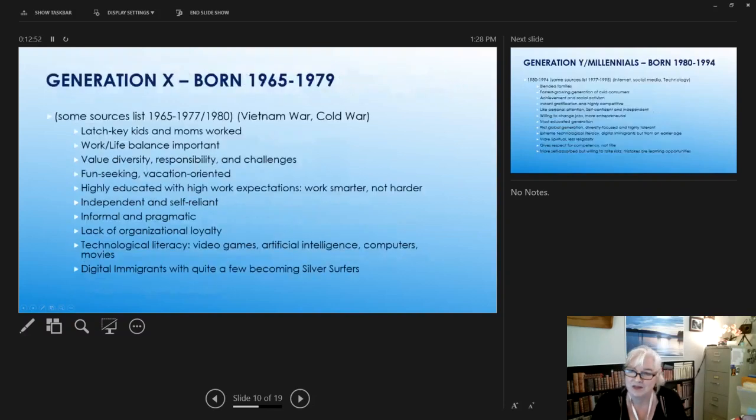And this is my generation. I don't know why this is so small, and we are the result of, we were born right after Vietnam War, during the Cold War. We had latchkey kids before that, but now there were a lot of us out there. We were latchkey kids. Moms knew where we were.